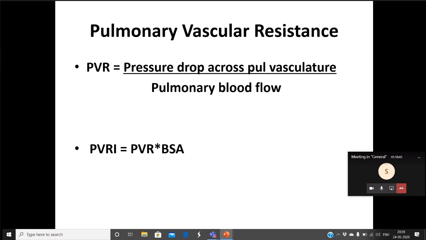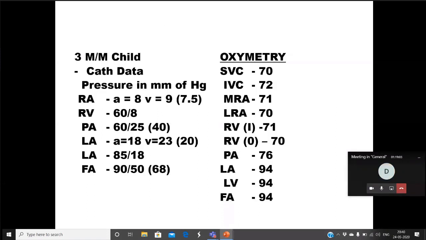So, 3 months male child. Pressure data, sir. RA: A is 8, V is 9, and mean is 7.5, sir. It's slightly elevated. And not only that. Normally in the right atrium, the A wave is slightly more prominent, or definitely not less than the V wave. Here the V is slightly taller than the A wave. So that's slightly abnormal. So you have to think about the possibility whether there could be some valve leak or something.